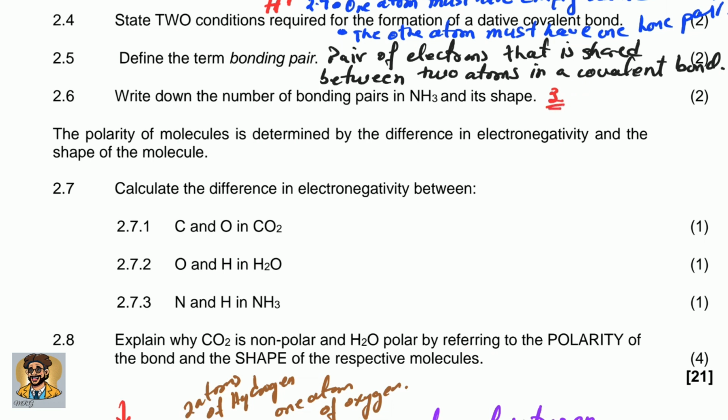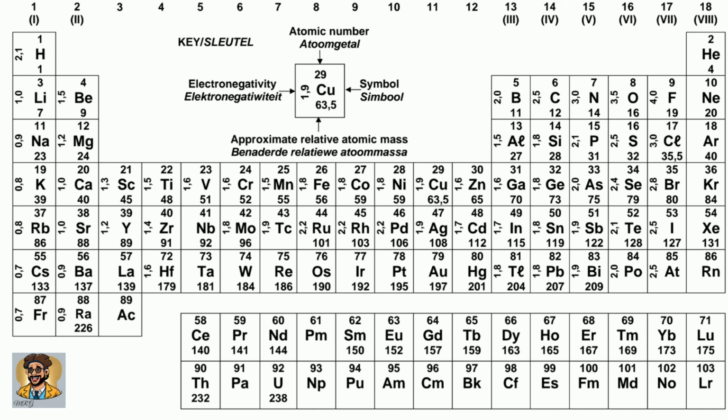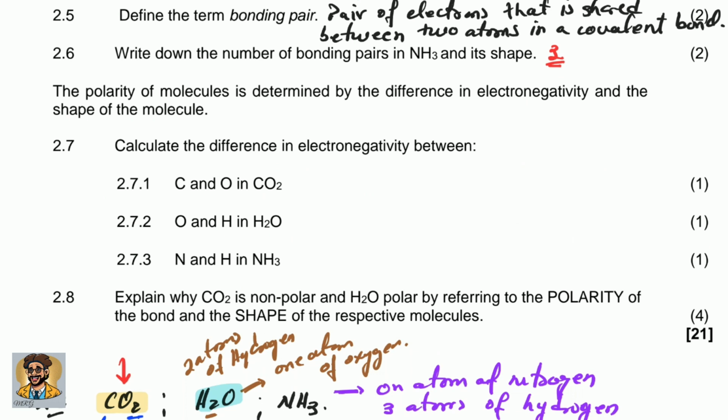Question 2.6: the polarity of a molecule is determined by the difference in electronegativity and the shape of the molecule. Calculate the difference in electronegativity between carbon and oxygen in CO2. For this one, we have to go to the periodic table and identify the electronegativity. Guys, the number on the left side is the electronegativity. In this case, we're working with 2,5 for carbon and 3,5 for oxygen. All you have to do is calculate the difference, the subtraction. It's really, really simple.